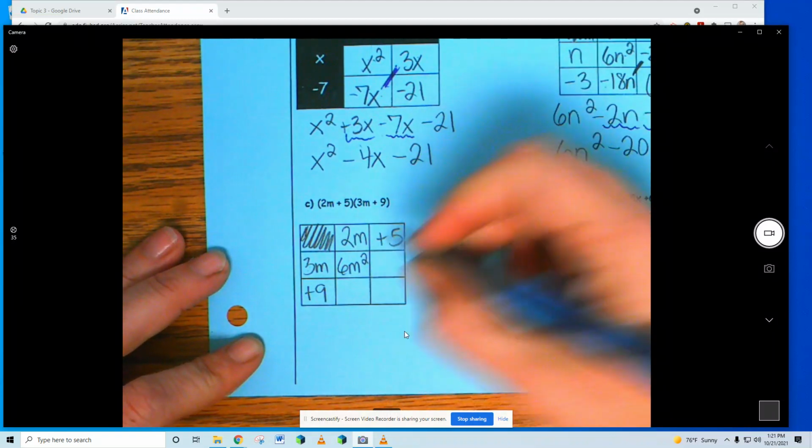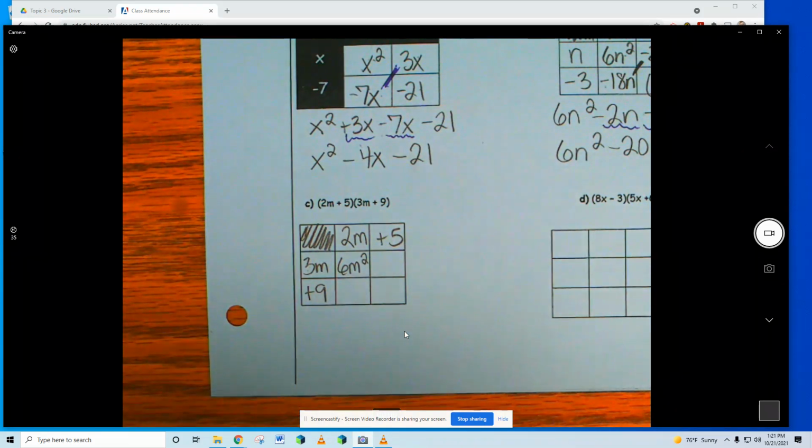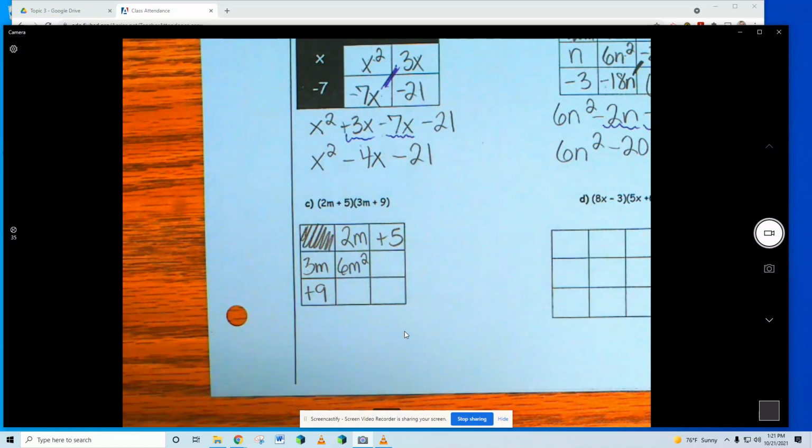All right, look at a neighbor's and see if you got the same thing they got. Look at the boxes first, obviously. How do you set it up? As long as your 2m stays with your 5.